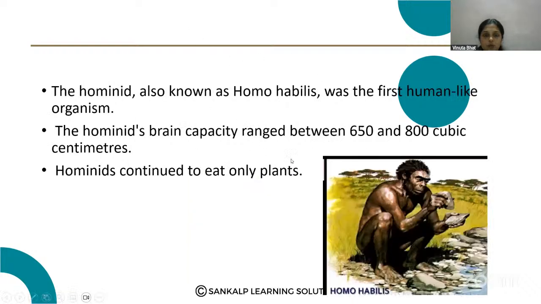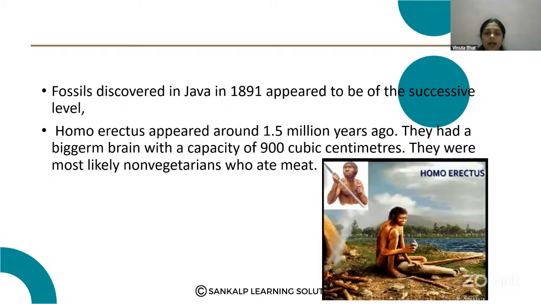You have to write this for Homo habilis. The brain capacity is 650 to 800 cc. Then they depended only on plants, so that you have to write. And the fossils discovered are the Java man. And Homo erectus, what are the characteristics of Homo erectus? They appeared 1.5 million years ago, and they had bigger brain capacity, 900 cubic centimeters, and mostly they ate meat.